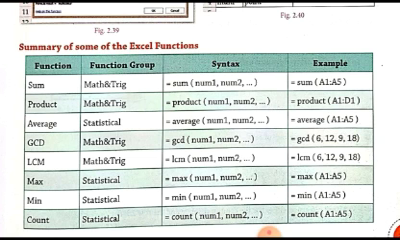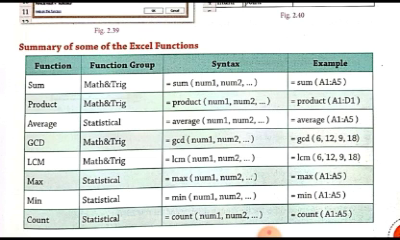For example, here we are using the cell range A1 to A5 in this SUM function, so we have to separate A1 and A5 by using the colon. Similarly, we have the PRODUCT function, which is also a part of the math and trigonometric function group. The similar syntax is there for the PRODUCT function also.